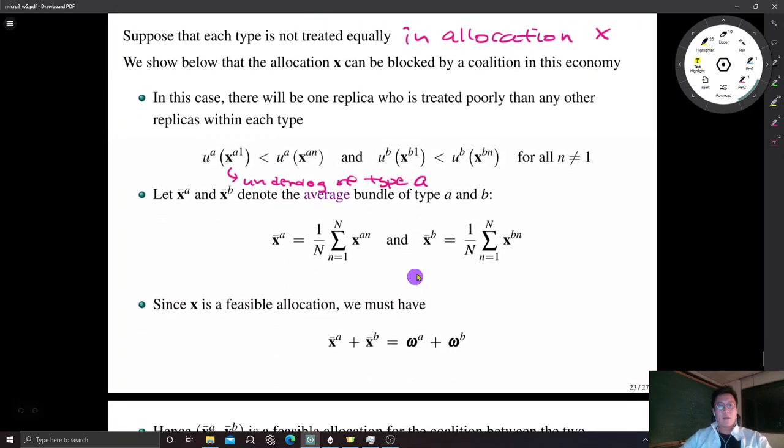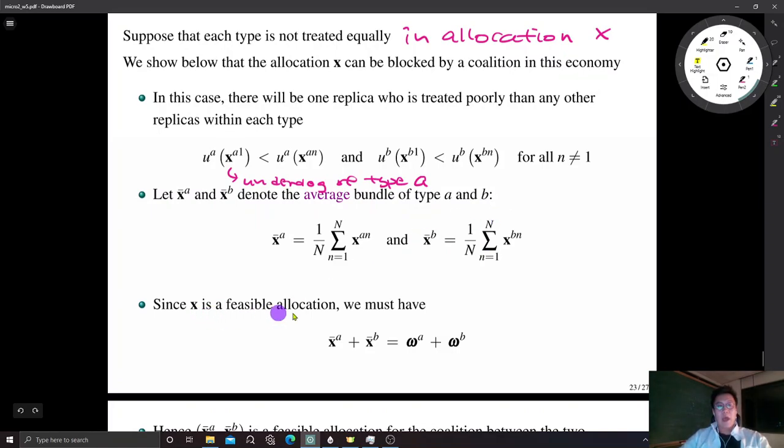All right, now we consider the average bundle of each type. Okay, so we do the summation of xan and divide by the number of consumers. Because there are n consumers of type A, we divide by n. So xa bar is the average bundle of type A. Similarly, xb bar is defined similarly, that is the average bundle of type B.